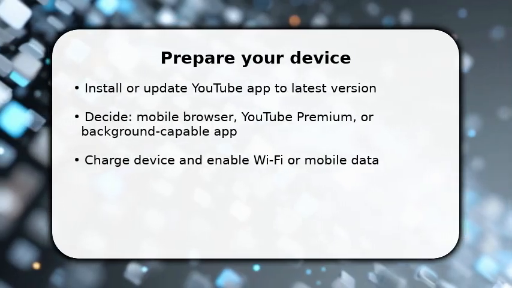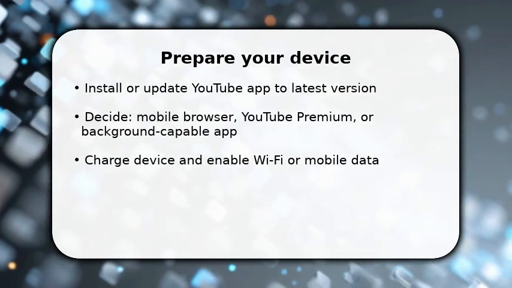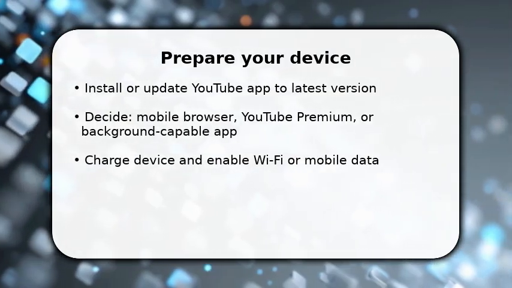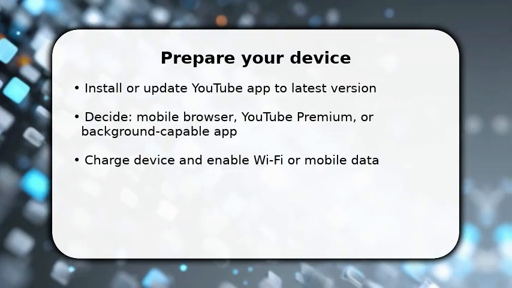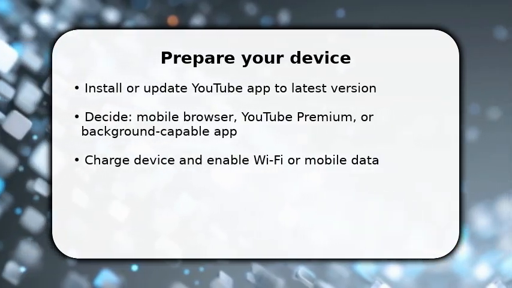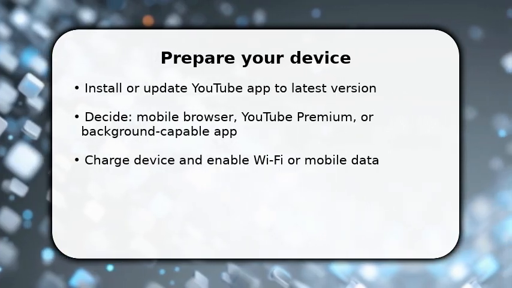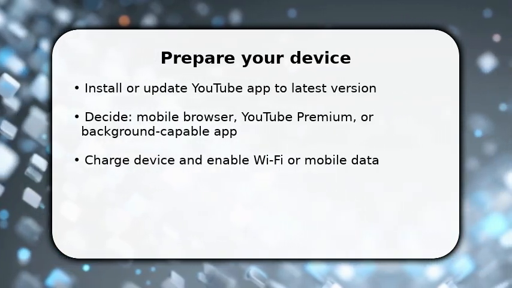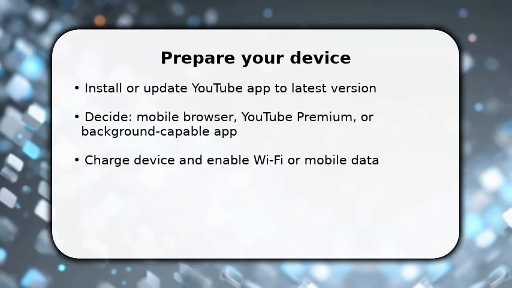You start by preparing your device. Update the YouTube app and confirm you have an active account. If you choose Premium, sign in and enable background playback in settings. Otherwise, pick a browser that supports background audio. Make sure your phone is charged and connected to Wi-Fi or mobile data so playback won't pause.